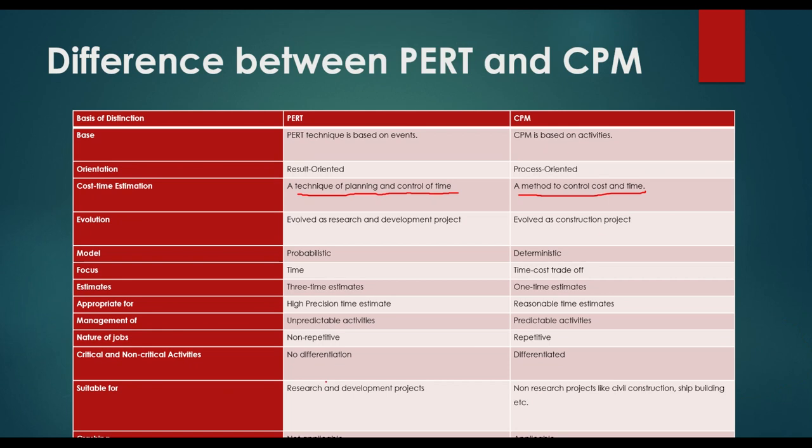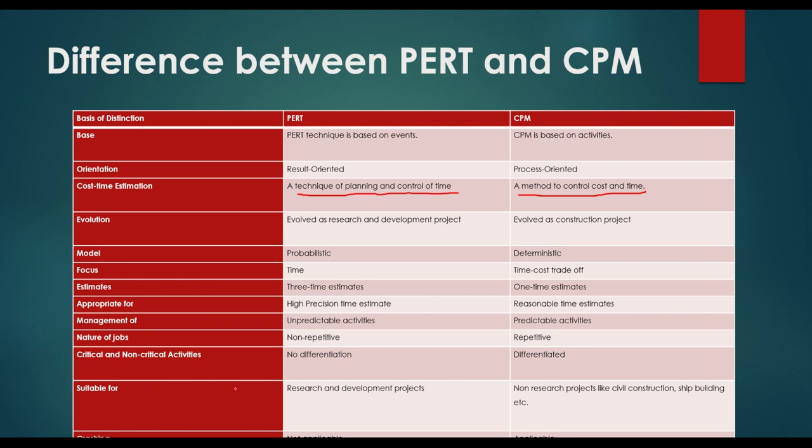So next, PERT is suitable for research and development projects, but CPM is suitable for non-research projects like civil construction, shipbuilding. So majorly PERT is used for research purposes, but CPM is used for the activities which are more for implementation or something, right?